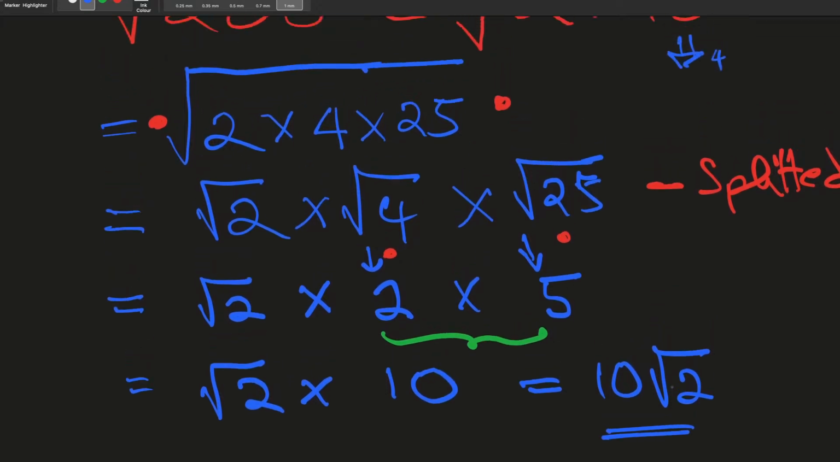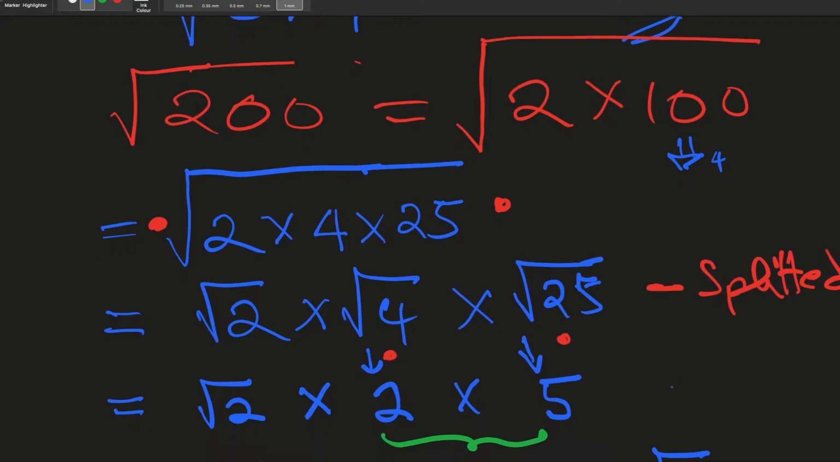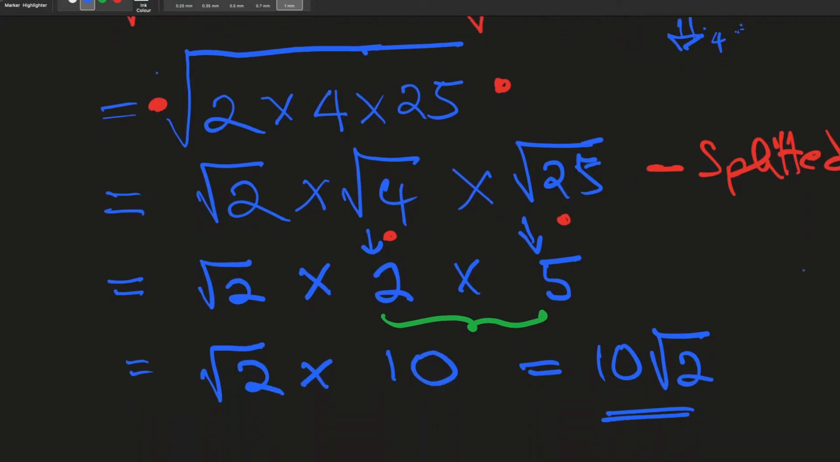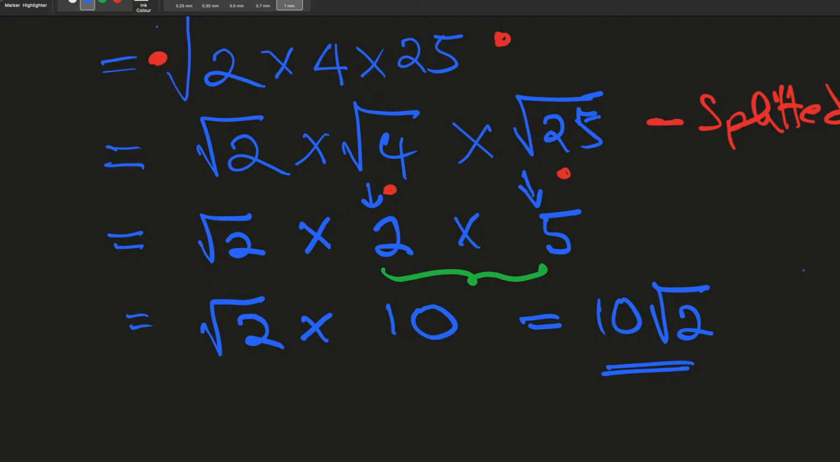When we expanded root 200, we broke it down into 2 times 4 times 25. After we multiplied 2 by 100, our concentration was on 100. When we divide that by 4, it will be 25 times 4. That's why we have 2 times 4 times 25. Then we split them, and this is our solution. Let's look at the other question.